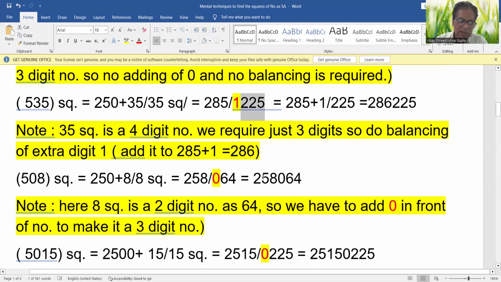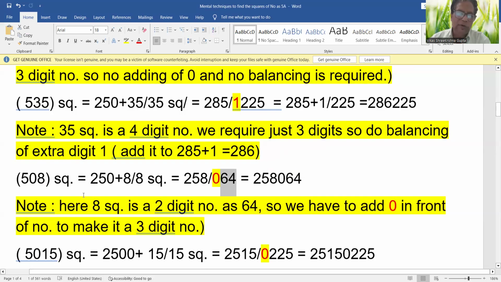Right? In the same way, suppose I have to find the square of 508. Now 5 square is equal to how much? 250. And then you add 8 to that. So 250 plus 8 becomes 258, followed by 8 square. Now 8 square is equal to 64, which is a 2-digit number.